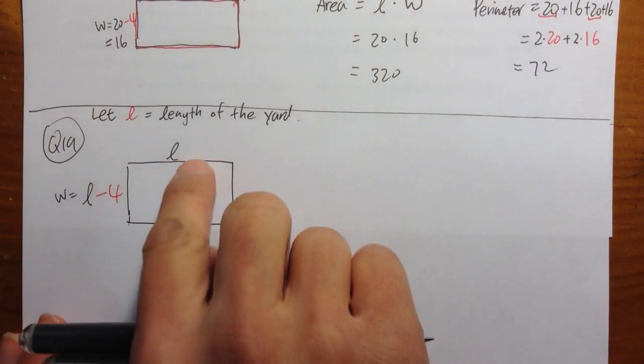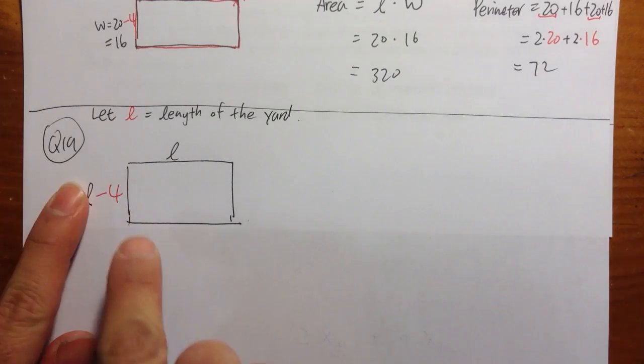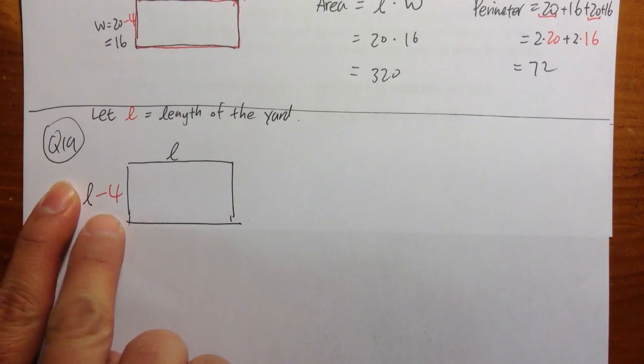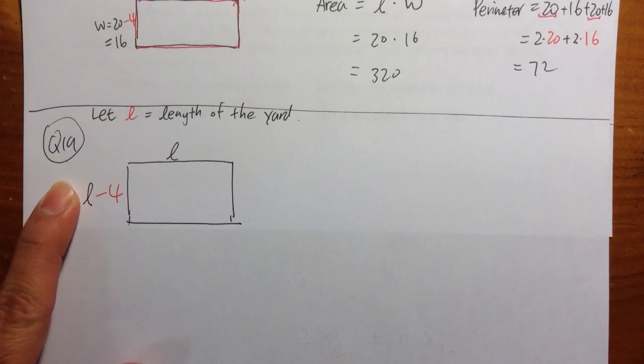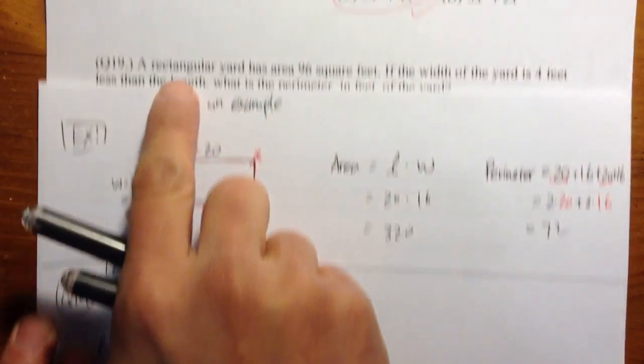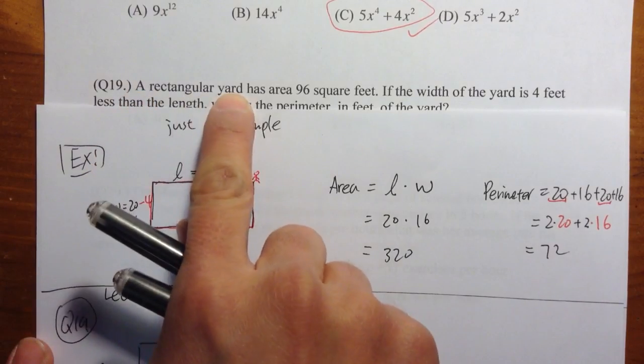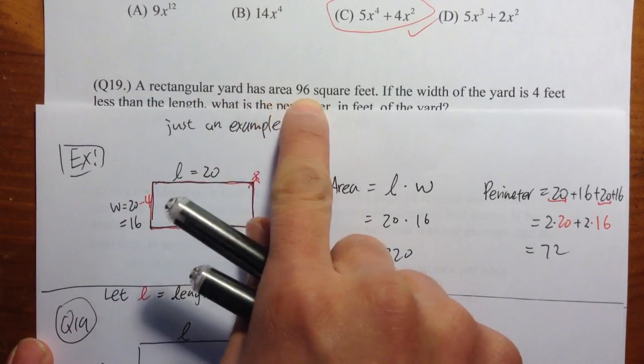Okay, so based on L, I'm going to use L minus 4. I don't want to use W. I just want to use one variable. Based on this, and there is another piece of information that I forgot to point out: a rectangular yard has the area 96 square feet.